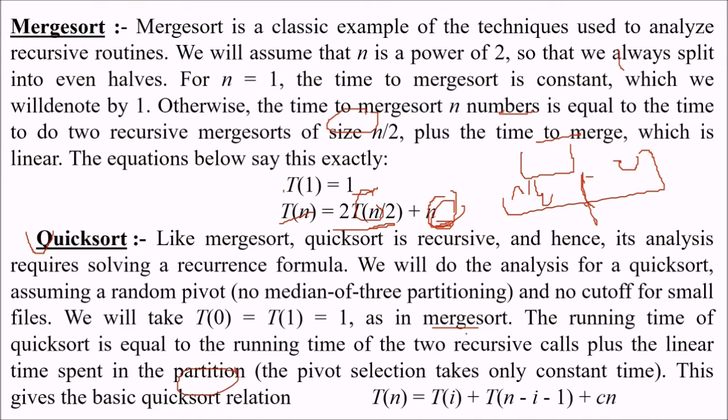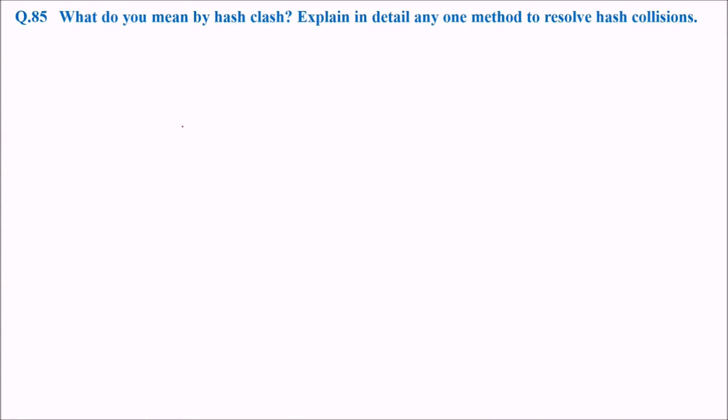So first is partition, then the recursive call to sort the 2 parts. The pivot selection takes only constant time, and this gives the basic quick sort recurrence T(n) equal to T(i) plus T(n minus i minus 1) plus n. And this will give order of n square only.